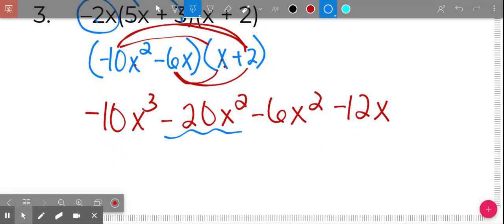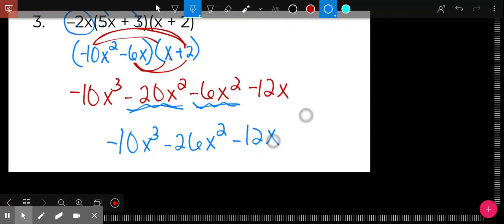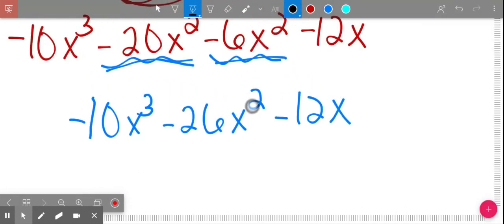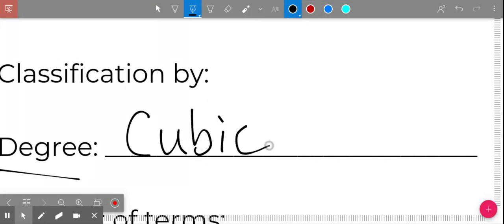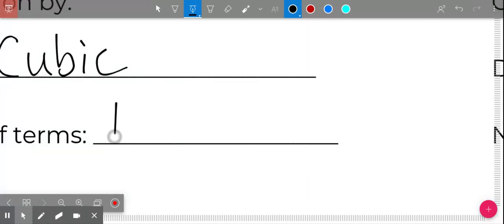Now we just need to combine like terms. We'll have negative 10x cubed. Negative 20x squared minus 6x squared gives me negative 26x squared. And I just bring down that negative 12x. All right, so now I'm not going to forget, we're going to classify. By degree is the largest exponent. So our largest exponent here is a 3. And if you remember from our last set of notes, that's going to be cubic. And then we have 1, 2, 3 terms. So once again, we have a trinomial.